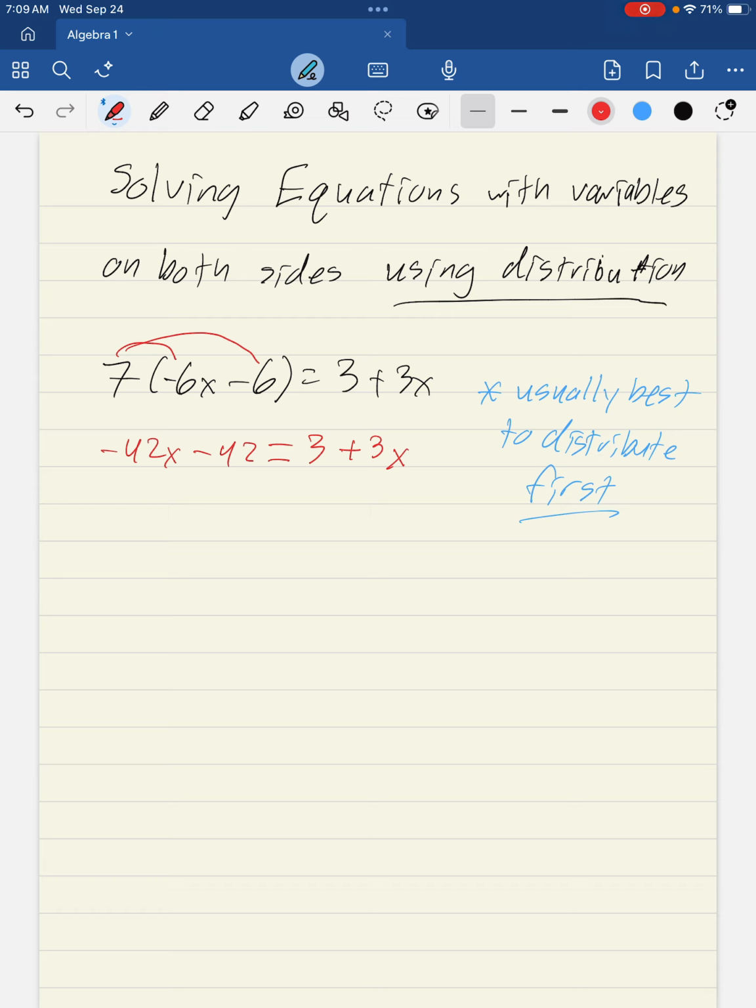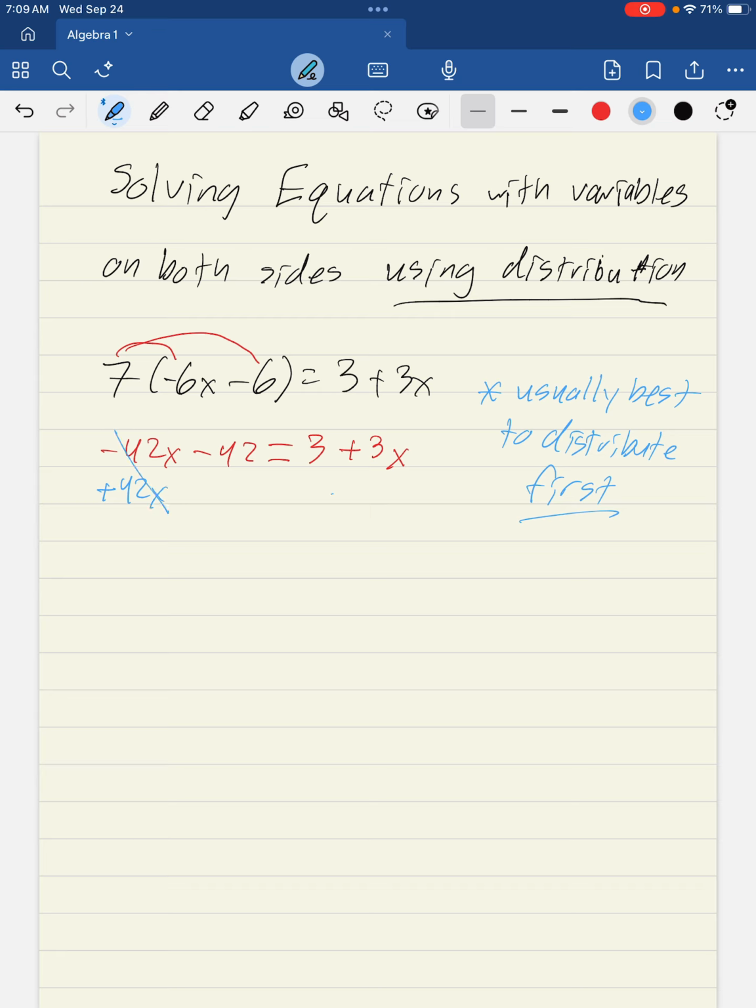Now, once you get to here, you got to use the rules we talked about yesterday, which is move the smaller variable term to the bigger variable term side. And this guy, negative 42x, is technically smaller than this guy, okay? Because it's kind of a bigger negative number. So we want to move the negative 42x. Opposite of minus 42x is plus 42x.